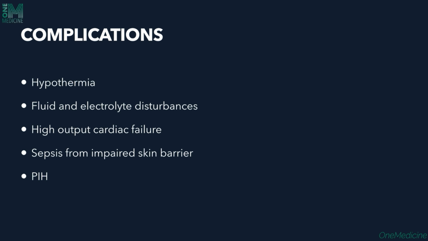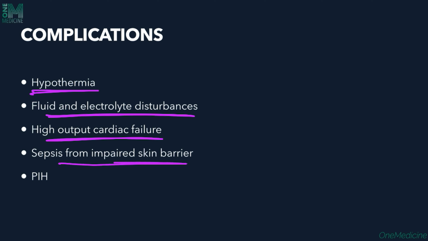Complications: because of the widespread involvement, the skin barrier is lost, right? The various important functions of the skin, including thermoregulation, are lost. If that is compromised, then complications like hypothermia, fluid and electrolyte disturbances, high output cardiac failure, and sepsis from the impaired skin barrier can occur, and a less important condition may be post-inflammatory hyperpigmentation, which it can heal with. These are very important to deal with, so take care that they do not occur, and treat them promptly.